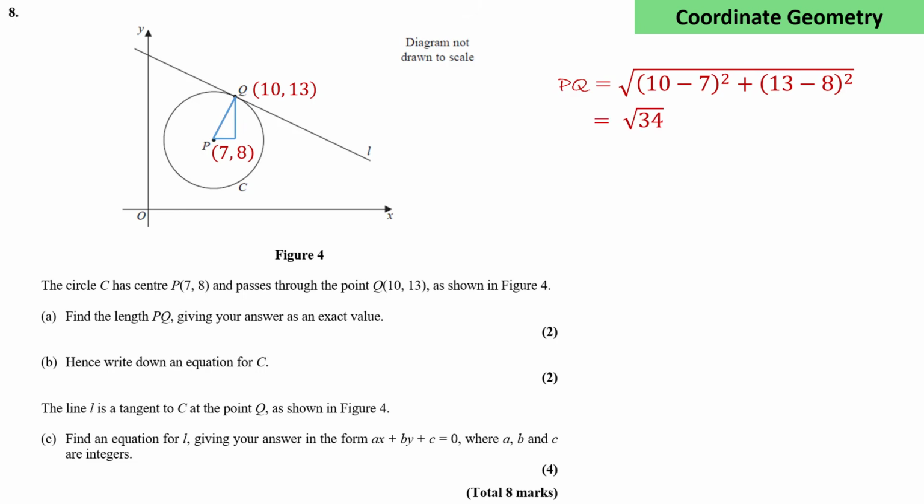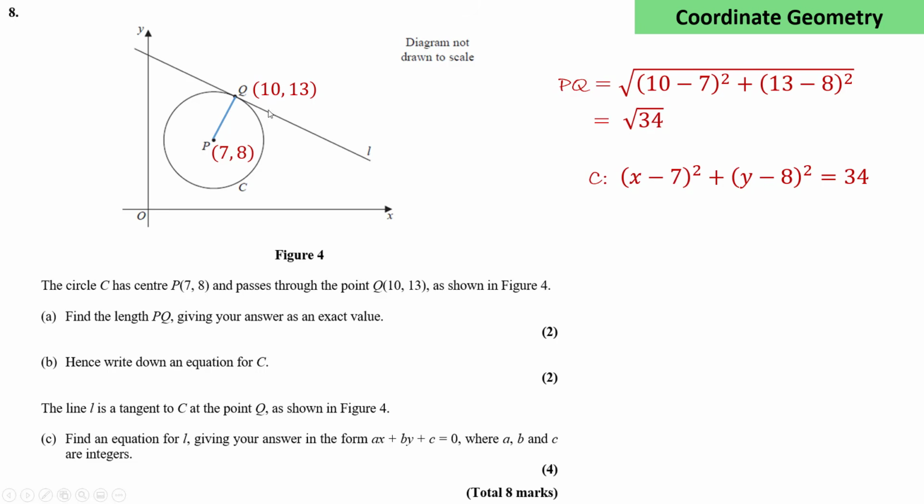We're asked to write down an equation for C. That will be x minus 7 squared, so that's x minus the x coordinate of the centre, all squared, plus y minus 8, that's y minus the y coordinate of the centre, all squared, and that will equal the radius squared, 34.